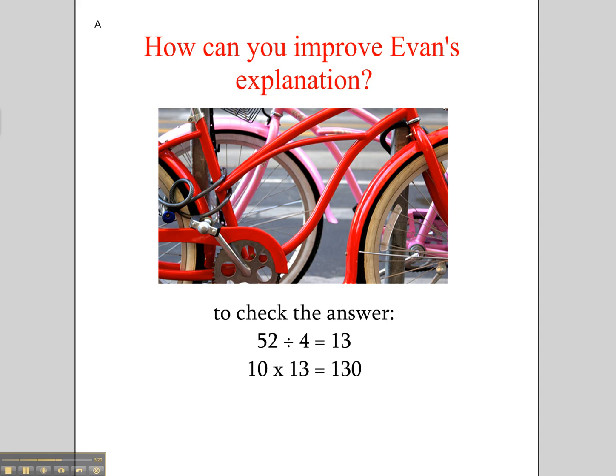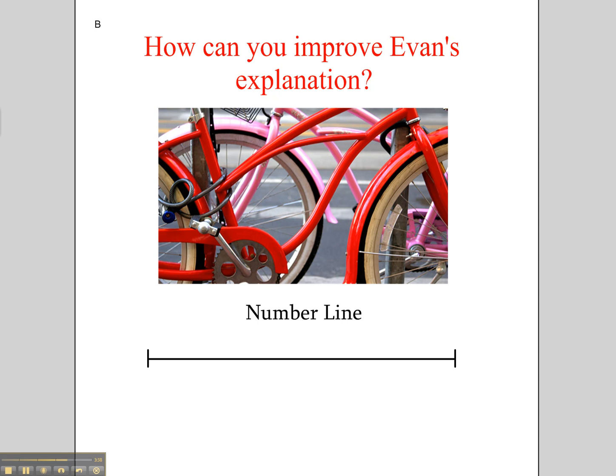To check his answer, he can divide 52 by 4, and that gives him 13. You can use a calculator, or you can use some blocks or manipulatives. And 10 times 13 is 130. So just double checking his answer there.